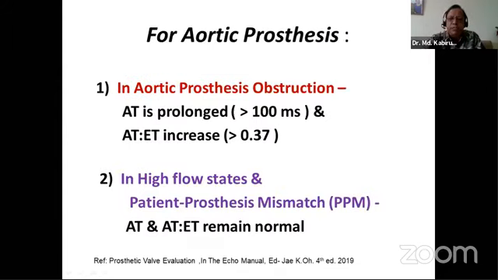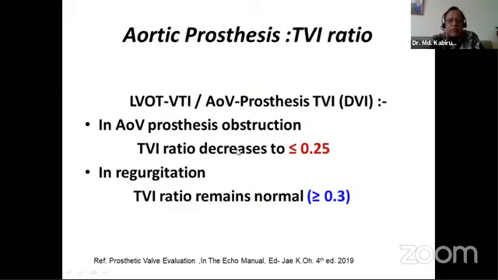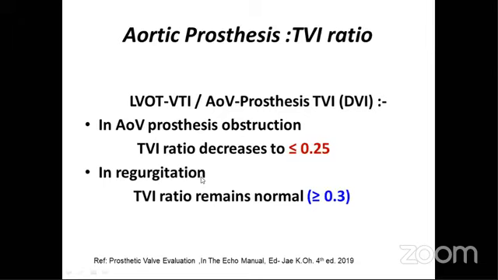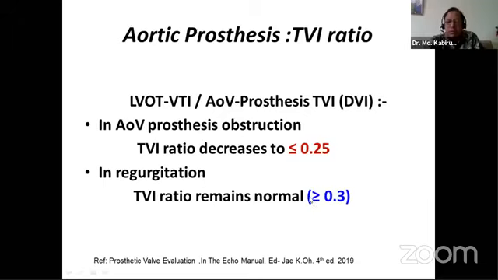For aortic prosthetic obstruction, AT is prolonged, more than 100 milliseconds, and the AT to ET ratio is increased, more than 0.37. But for high flow state and patient prosthesis mismatch, mind it, these remain within normal limits. And to identify aortic prosthesis obstruction, the VTI ratio is less than 0.25. But for paravalvular regurgitation, the VTI ratio remains normal, more than 0.13.